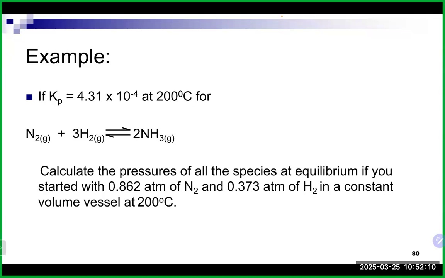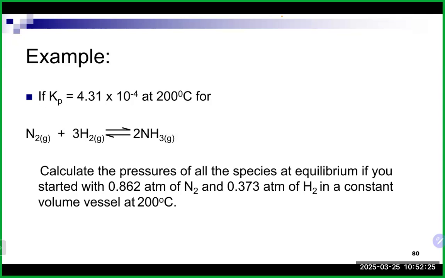So as I mentioned before, it doesn't matter if it's pressures or concentrations. It does work the same. The only thing with pressures, as we've talked about a number of times, is before you go into the ice table, it does definitely need to be in atmospheres to do the ice table calculation.